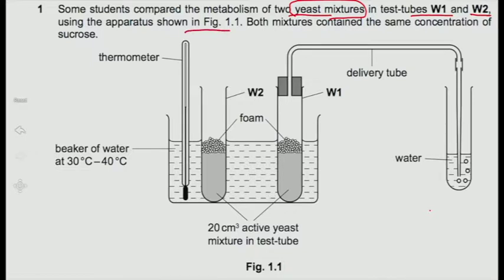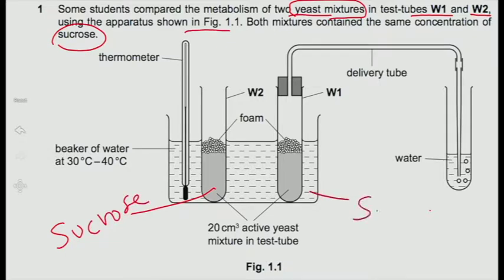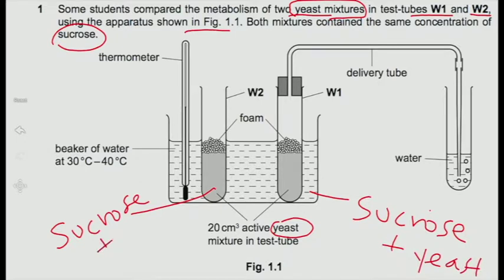Both mixtures contain the same concentration of sucrose. What are we saying here? There is sucrose, a sugar, in W2, and there is also sucrose here. And then yeast is added. Plus yeast, then plus yeast. Yeast is added in both test tubes.